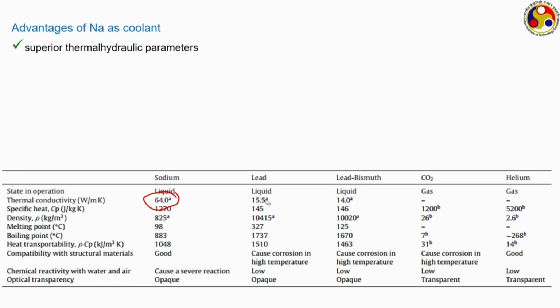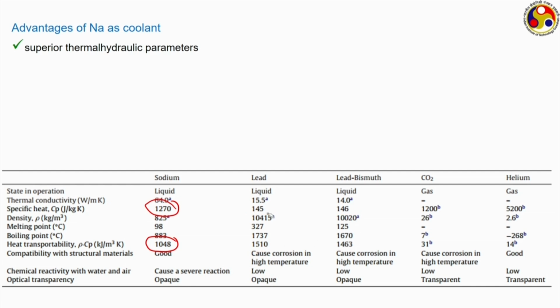Similarly, if you take a look at the rho Cp product, which is also called the heat transportability or heat capacity, it is also quite good for sodium. Of course, lead is even better, both lead bismuth eutectic and pure lead, they are even better. Specific heat for sodium is much larger, 1270, which is significantly higher than lead.